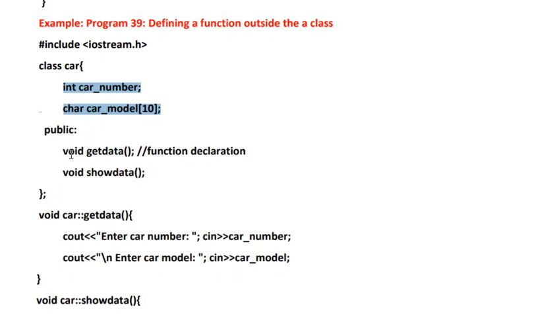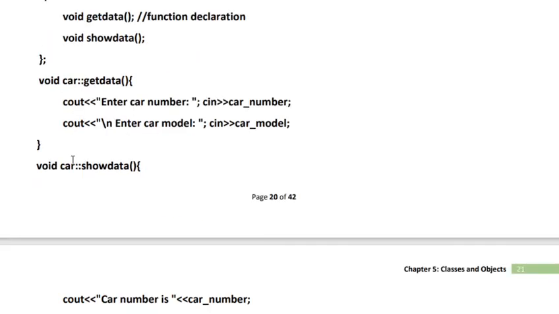Now get data and show data are functions that are defined outside the class. Whenever these functions are defined outside the class, we need to use the scope resolution operator. Here get data is a function that belongs to class car, which returns void and takes nothing. That's how the interpretation is done, and that's the reason we use the scope resolution operator.